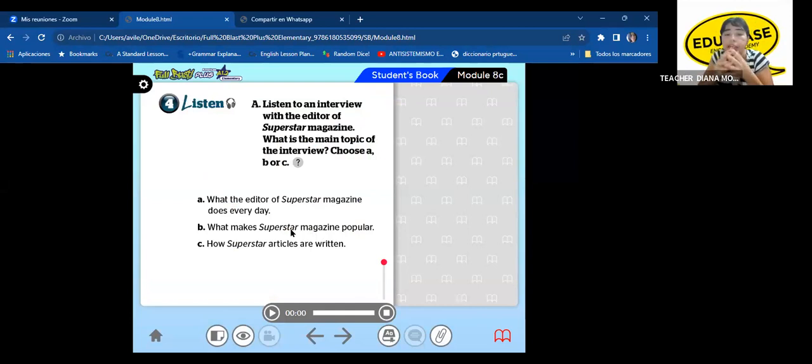Please take notes if you can identify the passive voice in this conversation. Okay, listen. Exercise 4A. Listen to an interview with the editor of Superstar magazine. What is the main topic of the interview? Choose A, B, or C.